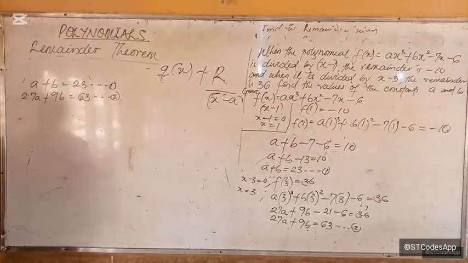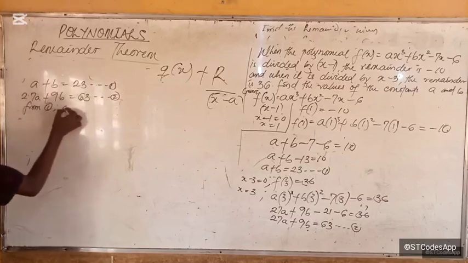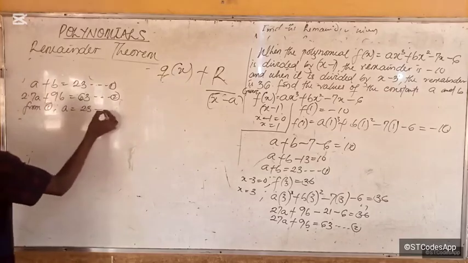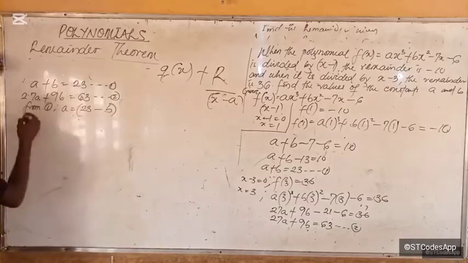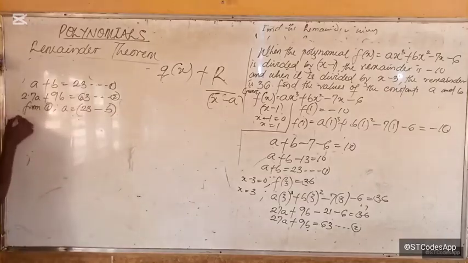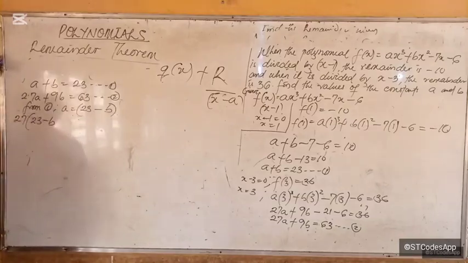So what do we do here? We make a the subject from equation 1. We know that a will be equal to 23 minus b. So we substitute this into equation 2. So we have that 27 into bracket 23 minus b.